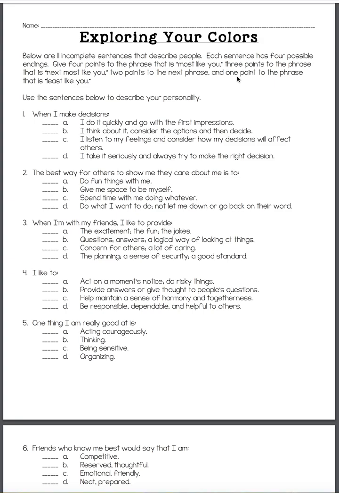When I'm with my friends, I like to provide A, B, C, D. Which one of those is not like you at all? Give it a 1. Which one of those is the most like you? It should receive a 4. And then the 3 is the next most like you. And then the 2 is somewhat not really you, but it's not the least like you.